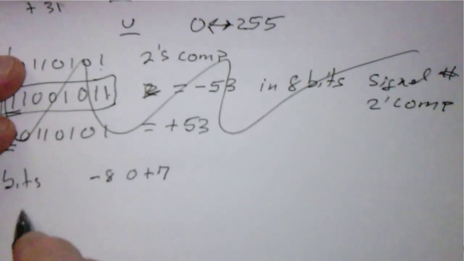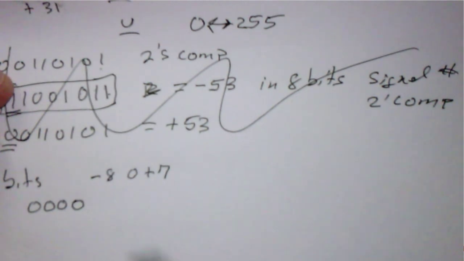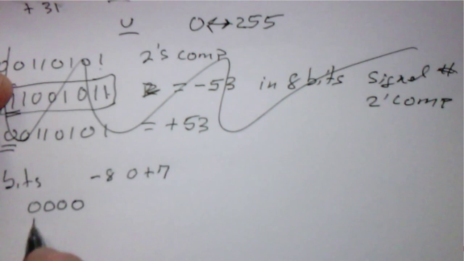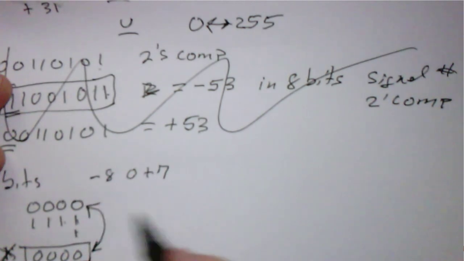So we'll take 4 bits of zero. And now, which method do you want to use? Invert every bit and add one? Let's do that. 1, 1, 1, 1 plus 1. 1 plus 1 is 0, carry 1. 1 plus 1 is 0, carry 1. 1 plus 1 is 0, carry 1. 1 plus 1 is 0, carry 1. Well, there's no place for this one, so we just throw it away. We have a 1 over here, but we're just going to throw it away. So, son of a gun, when we took the 2's complement of 0, we got 0.